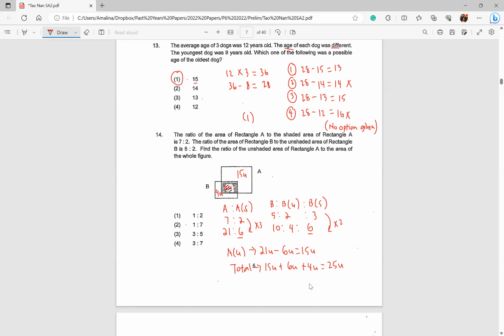So how do I find the ratio for unshaded? My ratio will be 15:25. Simplify, get 3:5. So it will be option number 3.